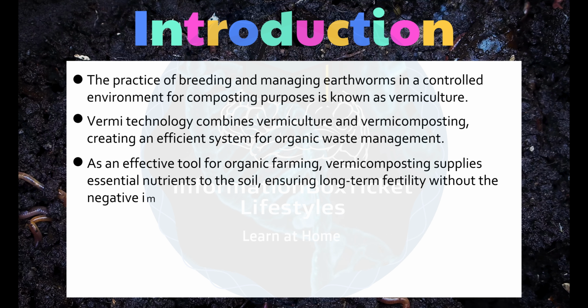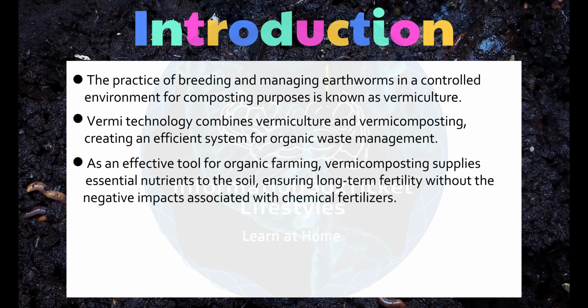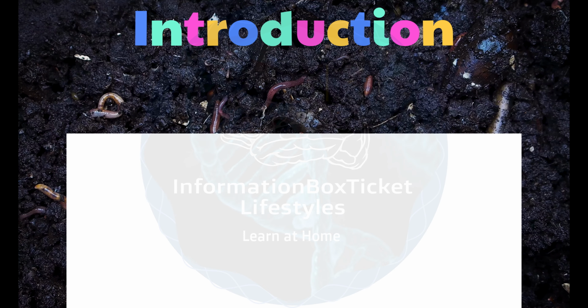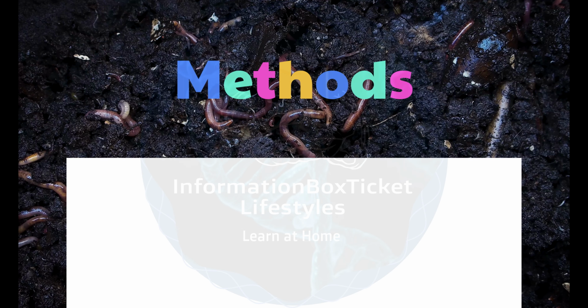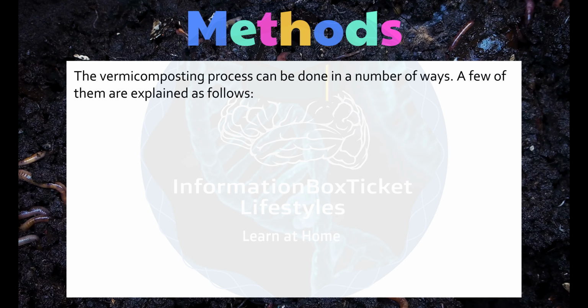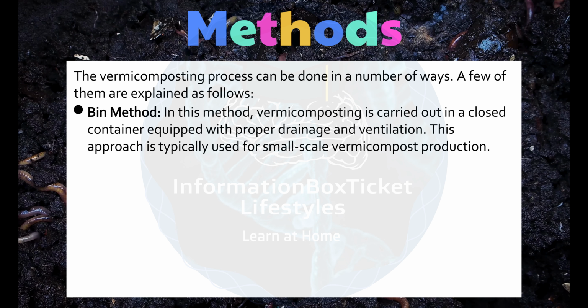As an effective tool for organic farming, vermicomposting supplies essential nutrients to the soil, ensuring long-term fertility without the negative impacts associated with chemical fertilizers. Methods of vermicomposting. The vermicomposting process can be done in a number of ways. A few of them are explained as follows. Bin method. In this method, vermicomposting is carried out in a closed container equipped with proper drainage and ventilation. This approach is typically used for small-scale vermicompost production.